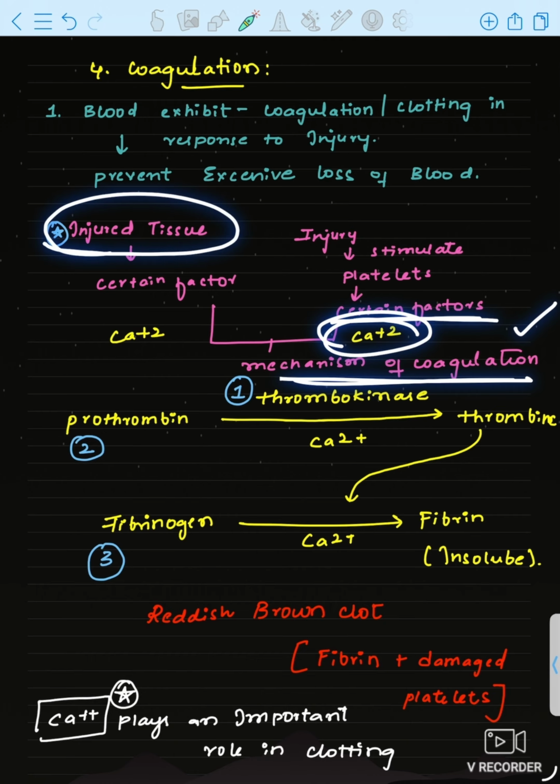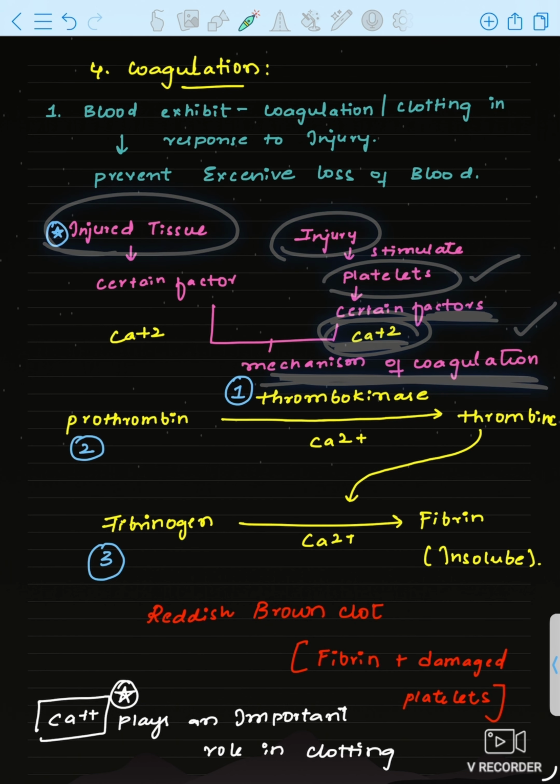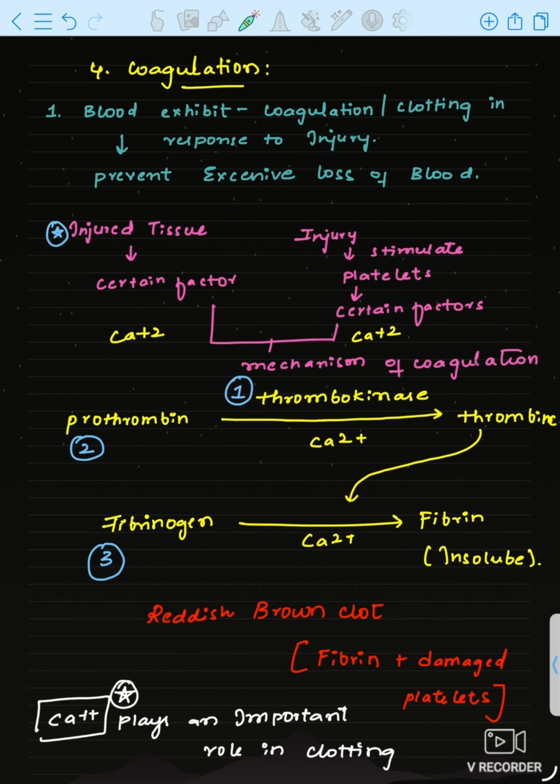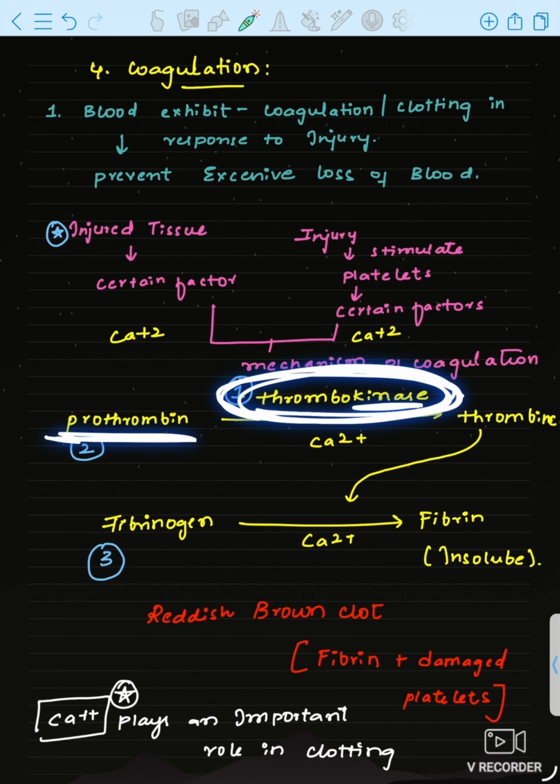In response to injured tissue, platelets will release certain factors, and in the presence of calcium, the mechanism of coagulation occurs. Here the main enzyme is thrombokinase. Kinase means breaking down. Prothrombin is there, no? Prothrombin in the presence of thrombokinase will become thrombin. The inactivated form becomes the activated form in the presence of calcium.